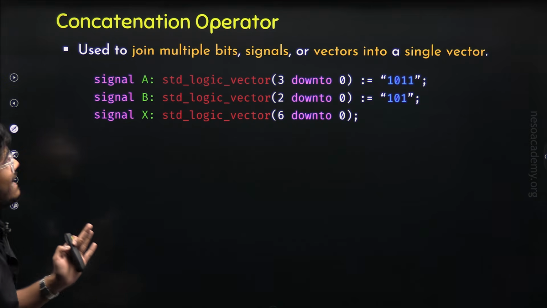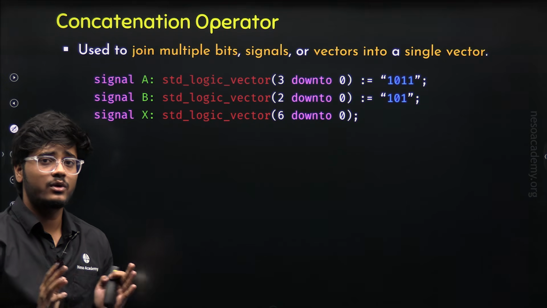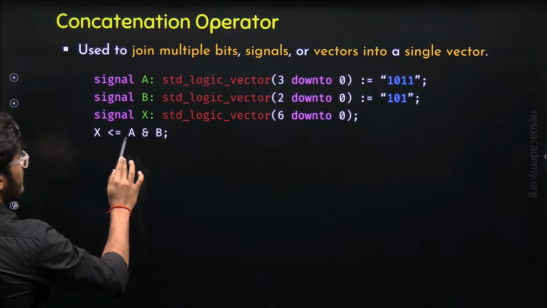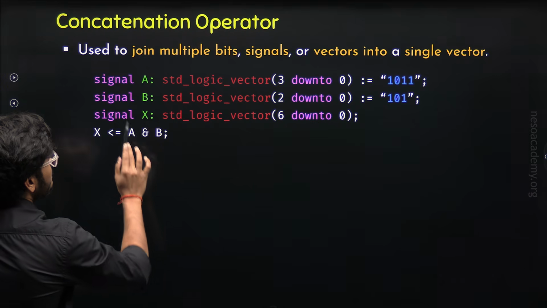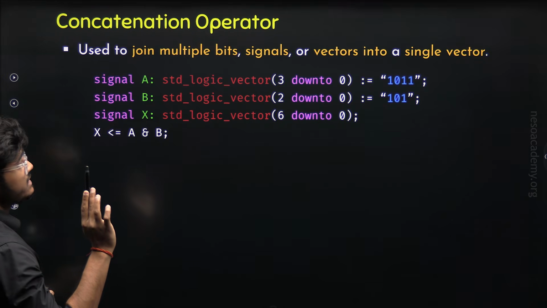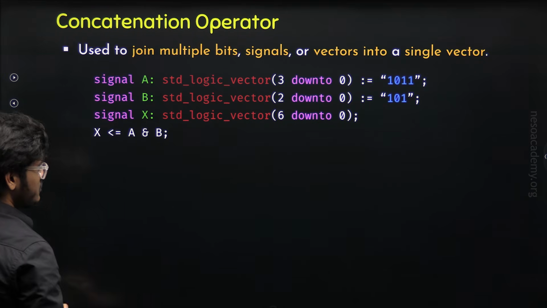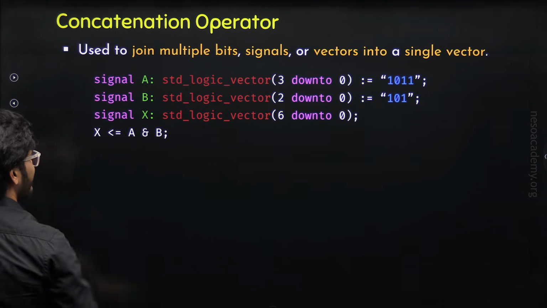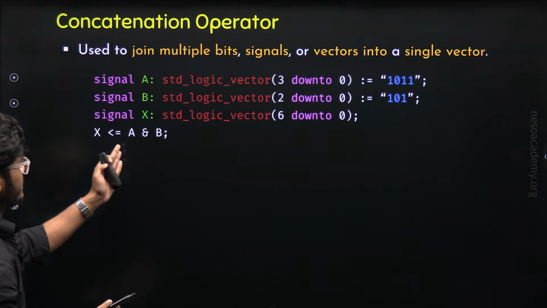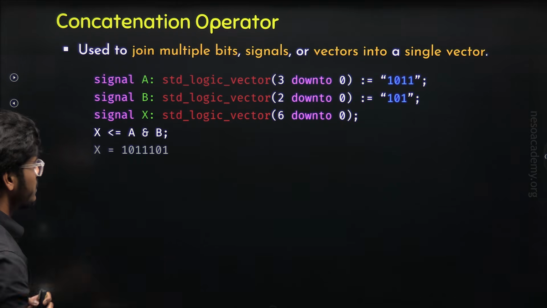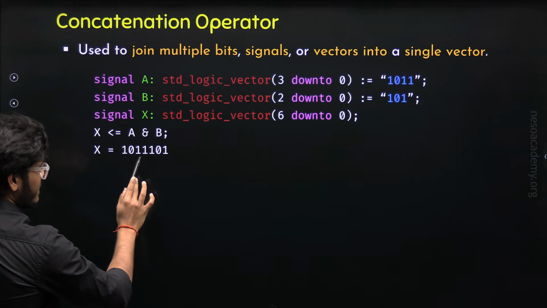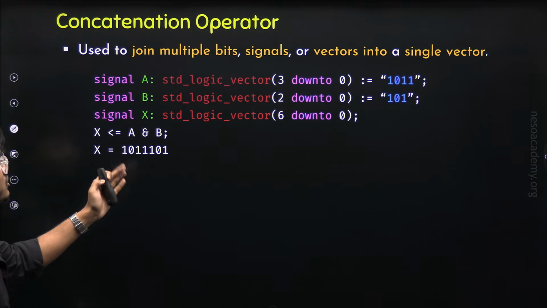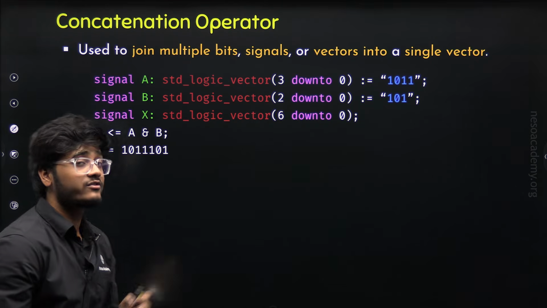Now we can use concatenation operator to merge signal A with signal B. Let's see how. Here I am writing the operation A ampersand B. Now, concatenation operator is represented by ampersand symbol. So, A ampersand B and store the result inside this signal X. Here we are merging signal A and signal B. So, the result will be 1011 signal A, 101 signal B. So, using concatenation operator, we can merge two different vectors.